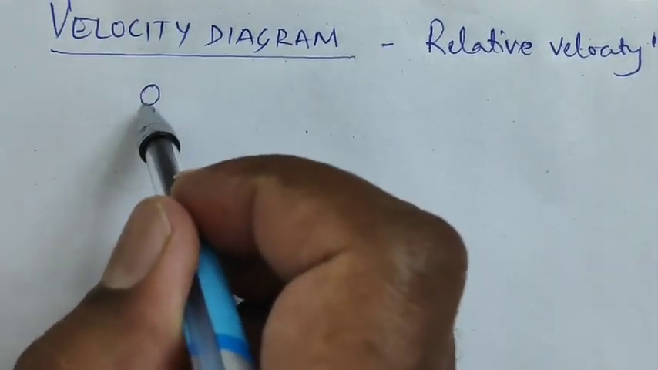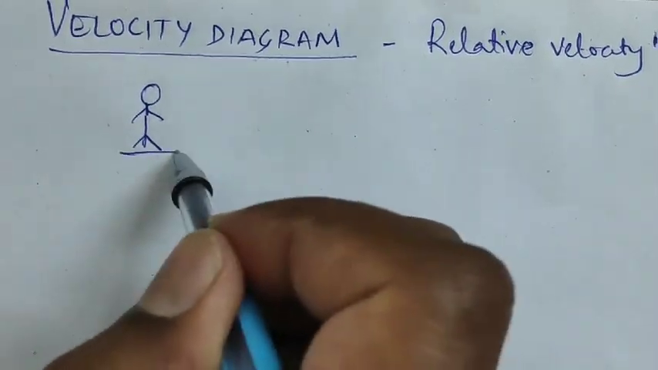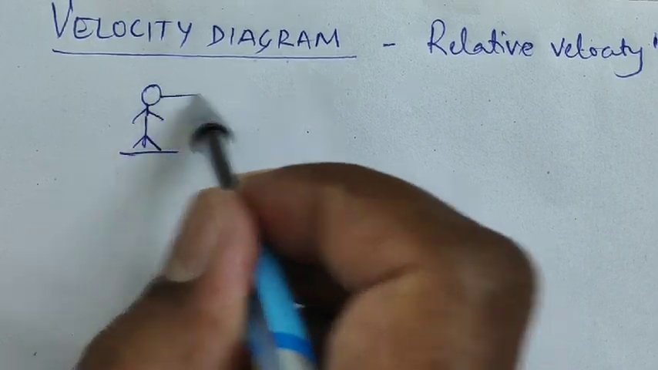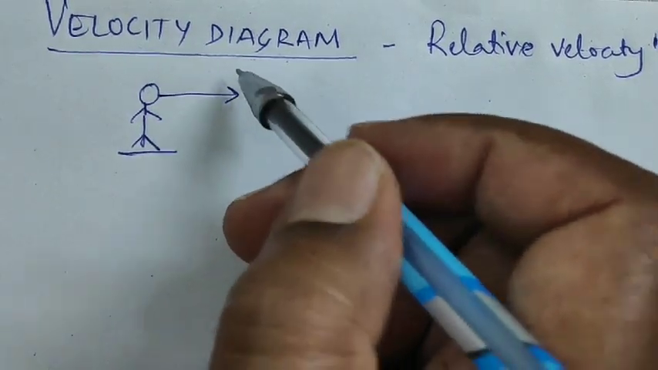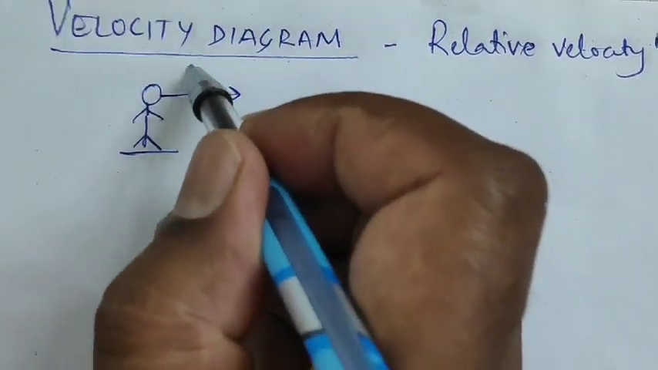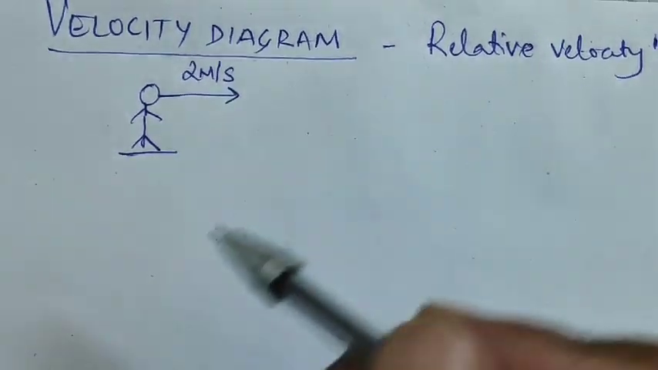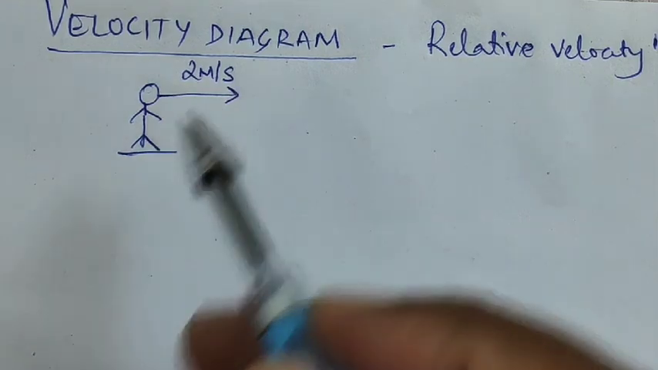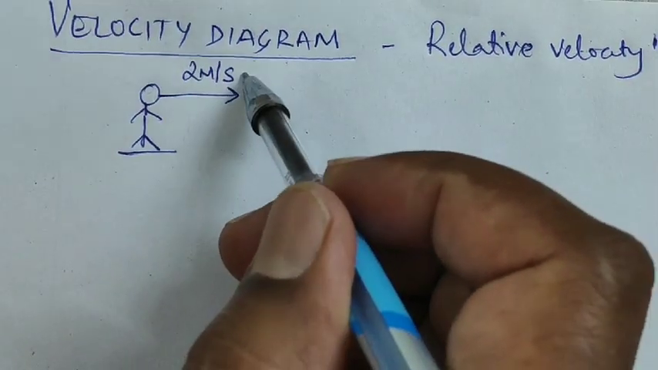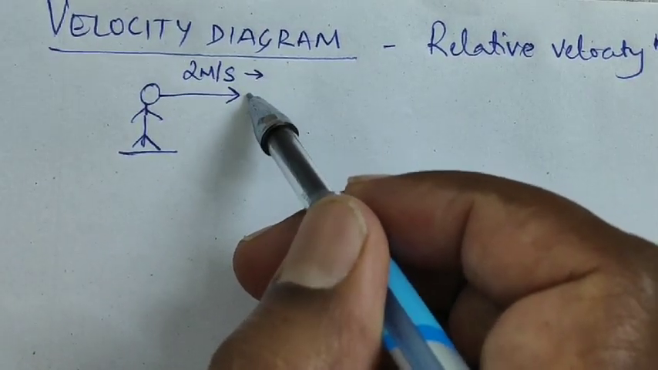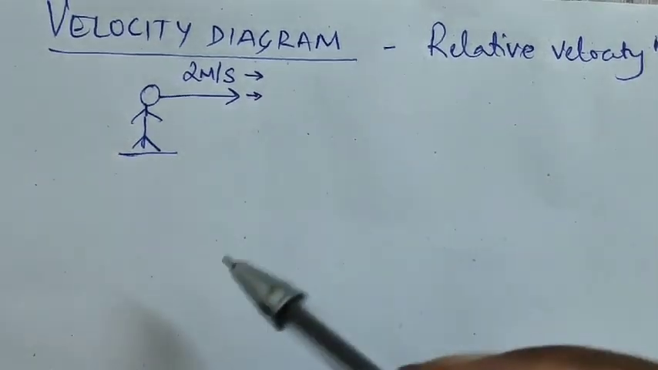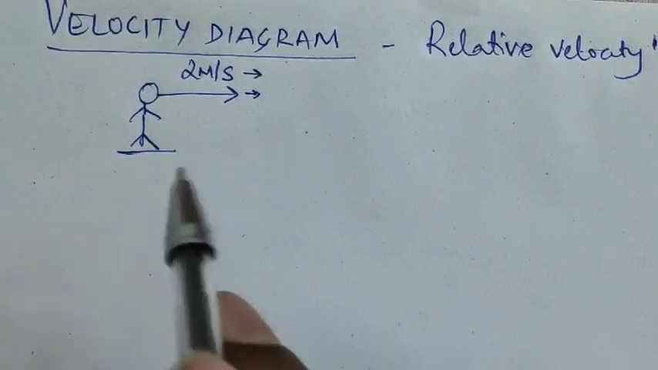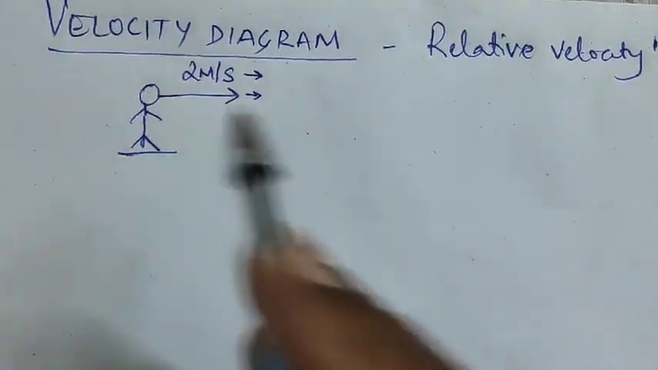Now, let me tell you with an example. Here is a person walking. When I say he is walking, that means he is moving with some velocity and he has some direction. So let me tell you that he is moving at a speed of 2 meters per second and he has this direction. There are two attributes here. One is the speed at which he is walking and the other is the direction in which he is walking. Of course, a person need not walk in a straight line, but at an instant, at a point, he would be walking in some direction.